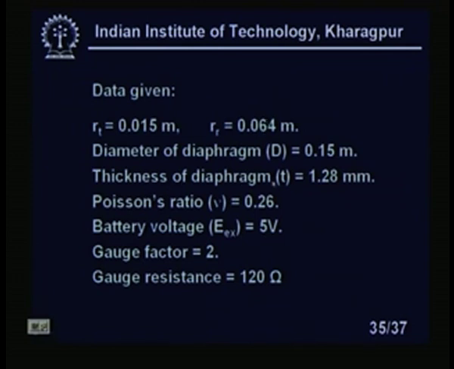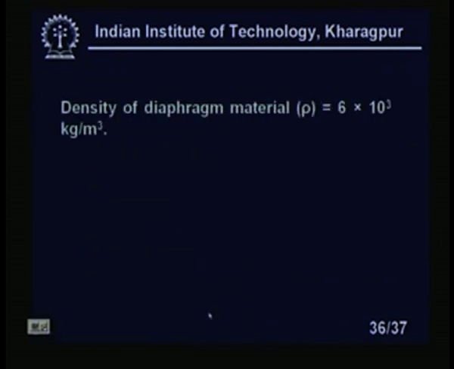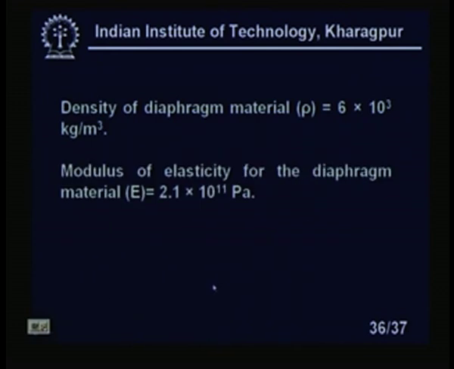Now, you see thickness of the diaphragm T is 1.28 millimeter, Poisson's ratio nu equal to 0.26. Battery voltage Ex is 5 volt, gauge factor we are using is 2, and gauge resistance is 120 ohm. Density of the diaphragm material rho is 6 × 10⁻³ kg per meter cube, and the modulus of elasticity for the diaphragm material is 2.1 × 10⁻11 Pascal, right. So, let us look at the solution.